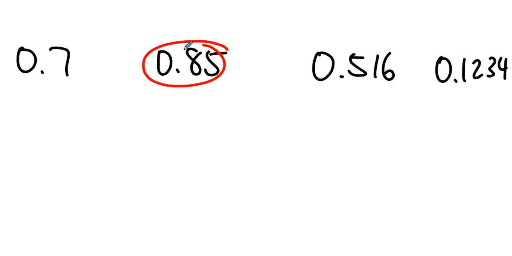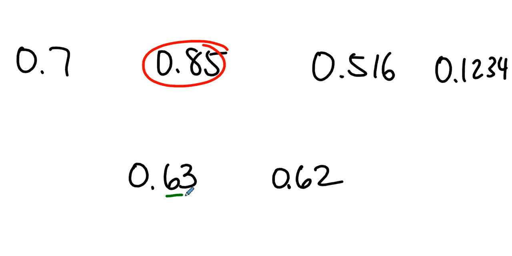When we compare decimals, we look place by place going down. If two numbers agree in the tenths place, then we look beyond the tenths place. They agree in the tenths place, so we look at the hundredths place. 3 is bigger than 2. 0.63 is greater than 0.62.